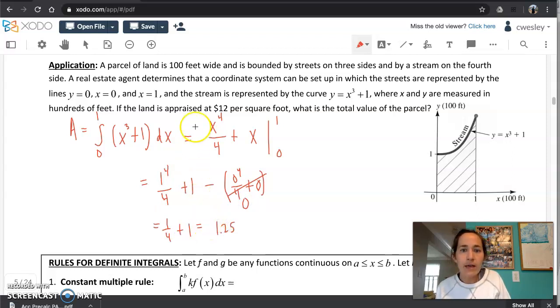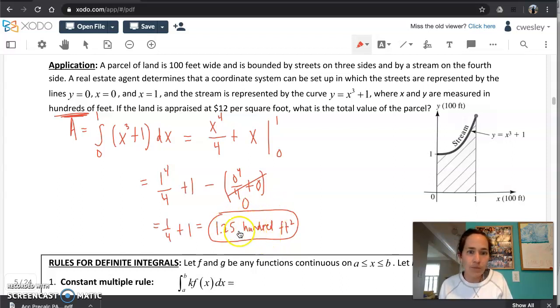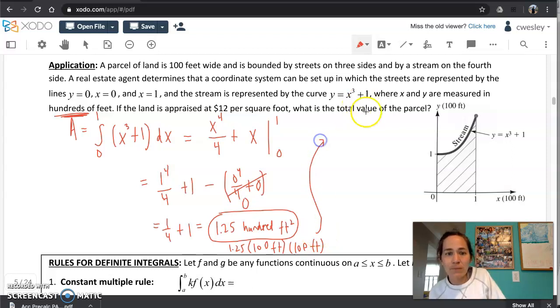Let's put units on that. X and Y are measured in hundreds of feet. So this is 1.25 hundred square feet. And there's a little bit that's tricky because we're talking about area here when you talk units. Technically, if you wanted to get a number for it, it's 1.25 times 100 feet, times another 100 feet. So technically, without getting too deep into it, if you're talking about square feet, 12,500 square feet is going to be the value that we use for the area.